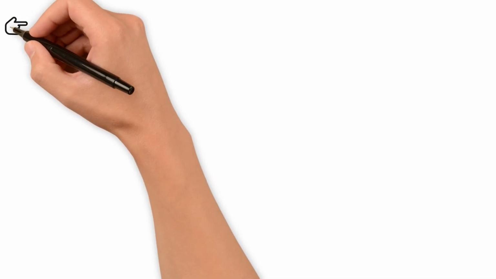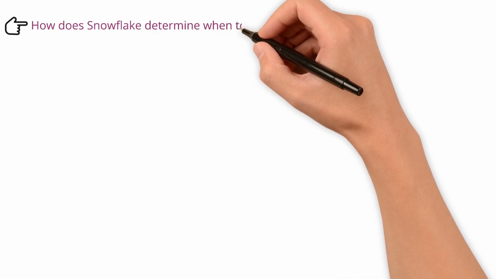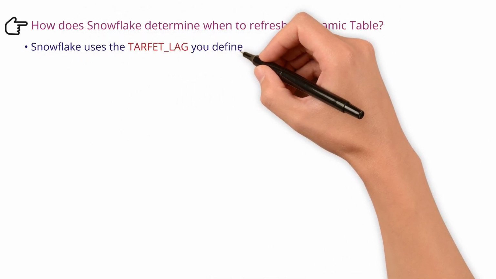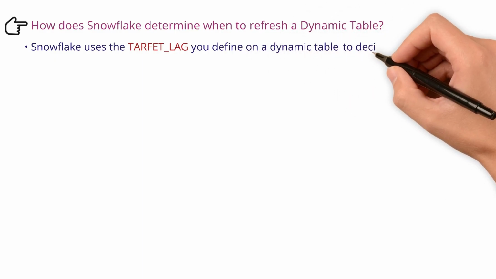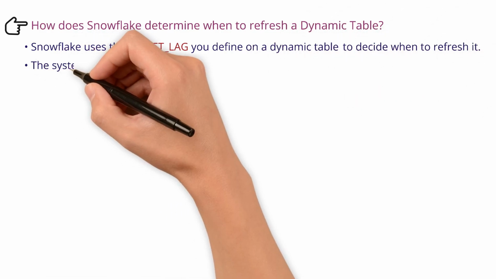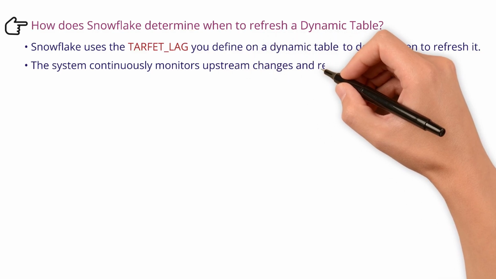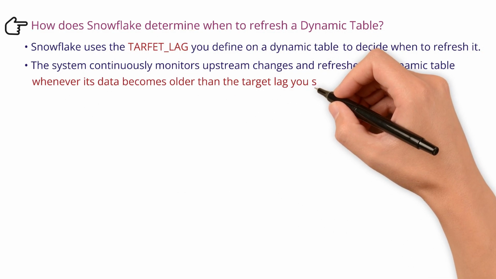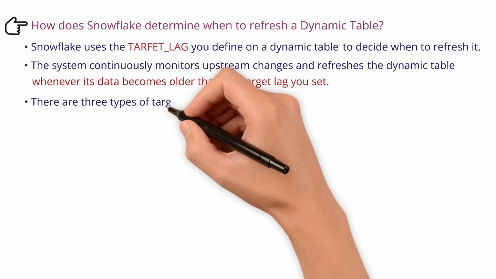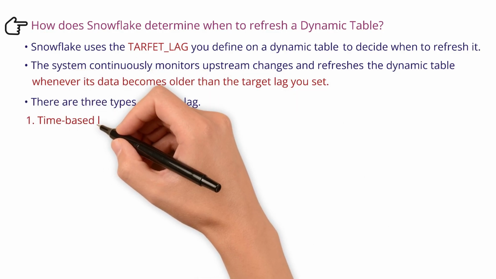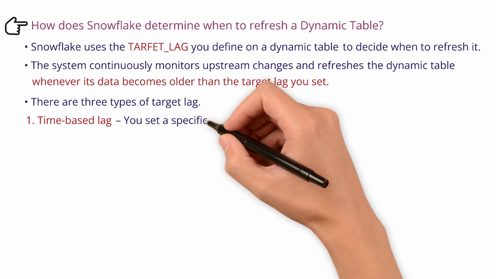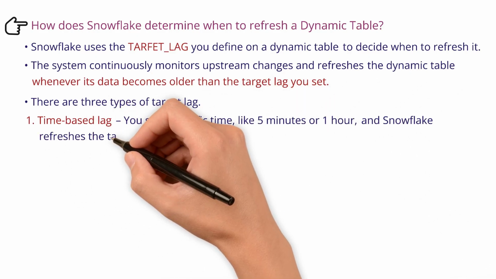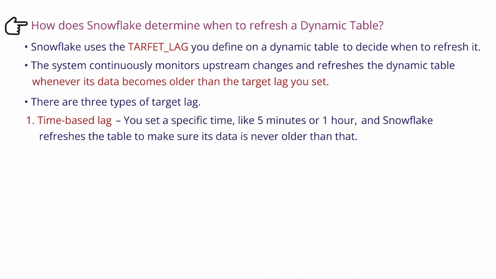Here's the next one. How does Snowflake determine when to refresh a dynamic table? Snowflake uses the target lag you define on a dynamic table to decide when to refresh it. The system continuously monitors upstream changes and refreshes the dynamic table whenever its data becomes older than the target lag you set. There are 3 types of target lag. 1. Time-based lag. You set a specific time, like 5 minutes or 1 hour, and Snowflake refreshes the table to make sure its data is never older than that.